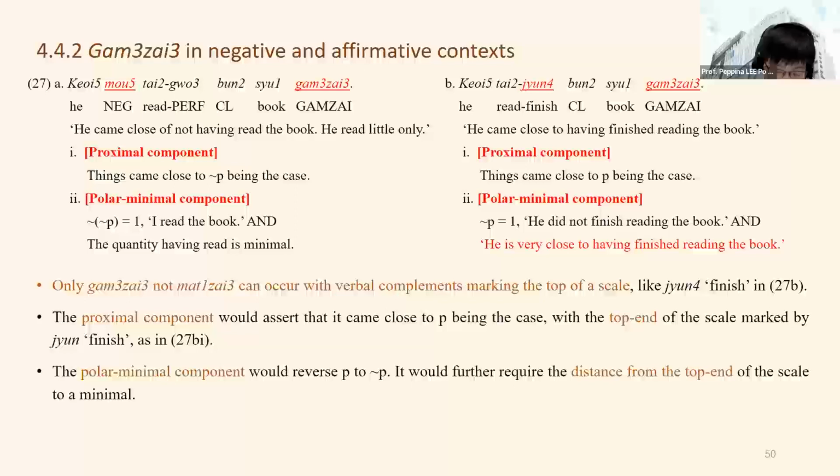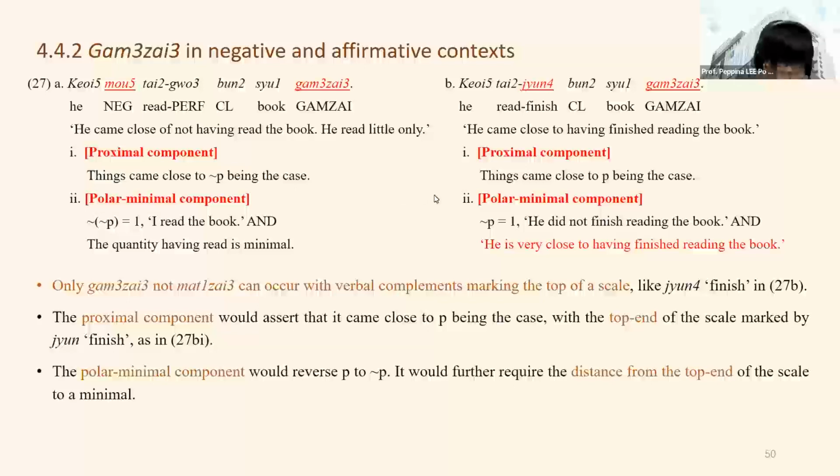The polar component will reverse the polarity from negative p to p, giving he read the book. Under such a case, the scale will also be switched from one marking scalar inferencing from low to high values to one from high to low values. The minimal component will then mark a minimal distance now to the low end because the scale has been switched over, becoming the reading of he read the book but read little only, as shown in 27A2.